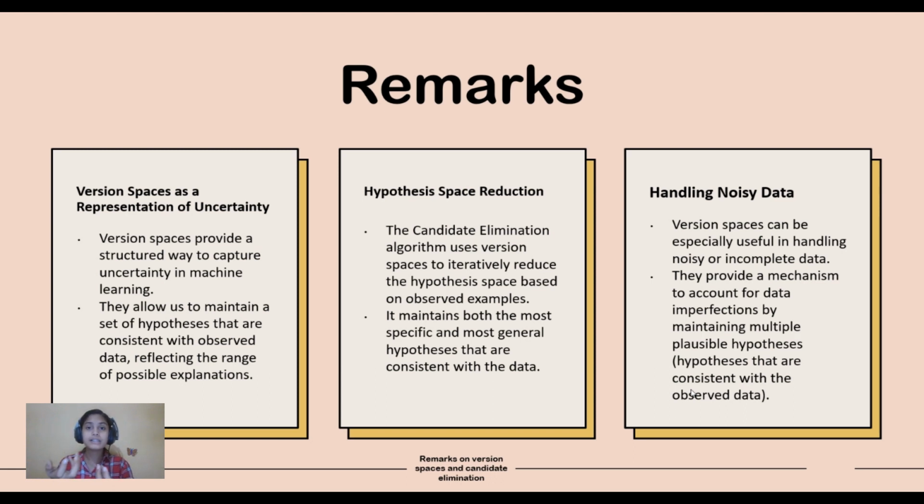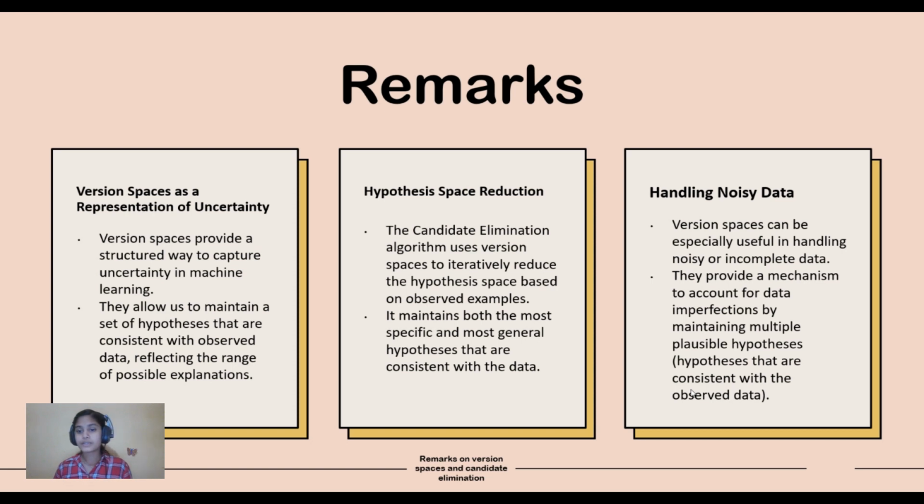The hypothesis is inconsistent, so what we will do is create more hypotheses. And now if the negative example and the hypothesis are not matching, then they are consistent, so we will retain that hypothesis as it is. It maintains both the most specific and most general hypotheses that are consistent with the data.